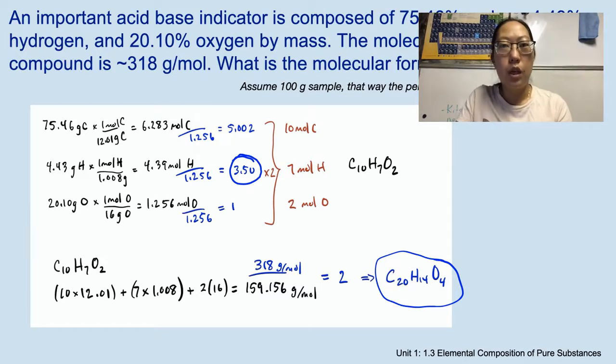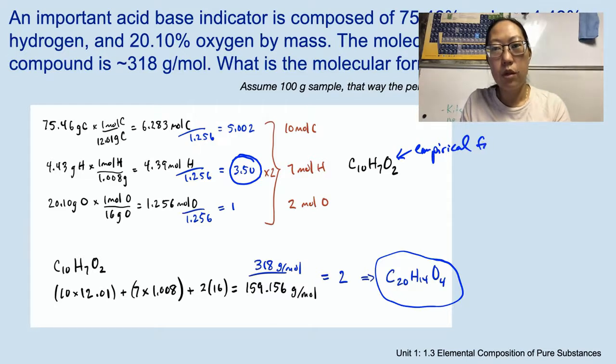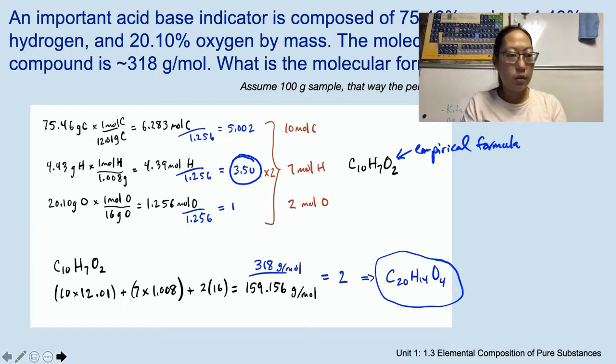Now, if this question had asked for the empirical formula, you'd have to either do this and then go backwards to the empirical formula, but you would do this to get the empirical formula here. So this would be the empirical formula. Okay.